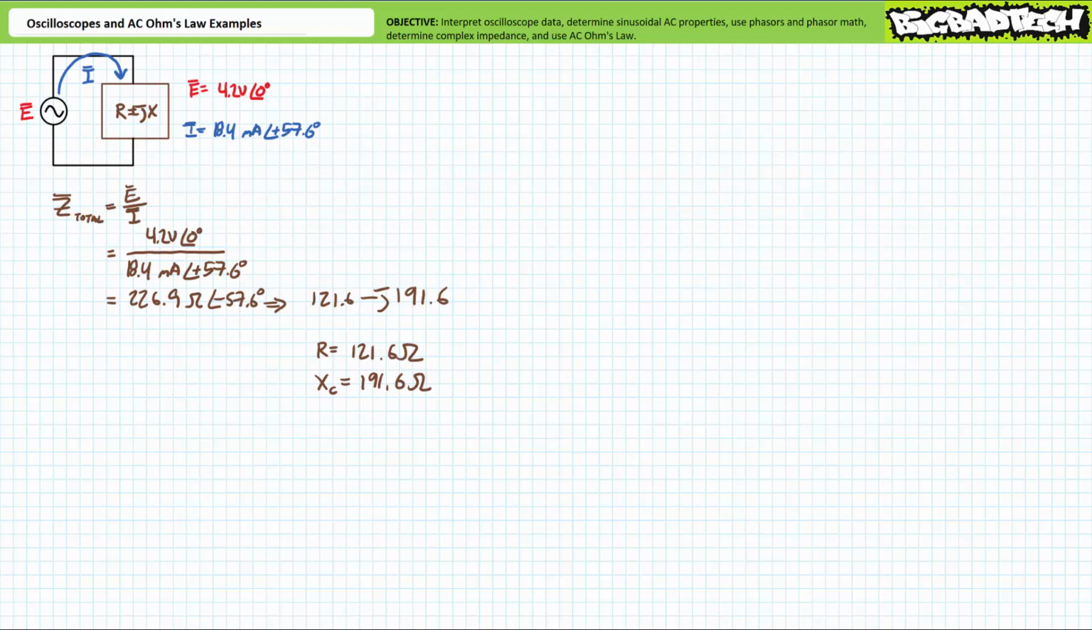Current leads voltage for a capacitive network. Additionally, total impedance in phasor format has a negative angle, and a rectangular format has a negative imaginary component. These are yet more clear indicators that the unknown reactive element is capacitive in nature. The resistor is undoubtedly 121.6 ohms. An algebraic manipulation of the capacitive complex impedance formula suggests a 10.4 microfarad capacitor would yield the desired reactive component at the given excitation frequency.